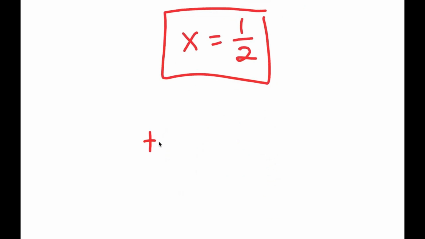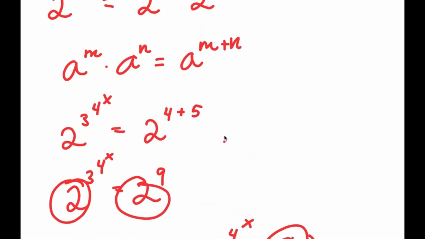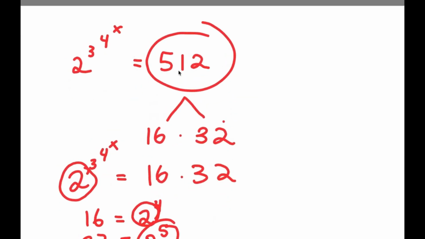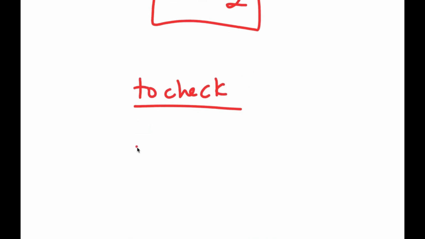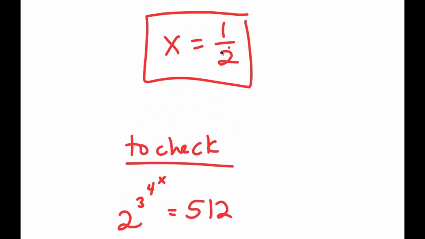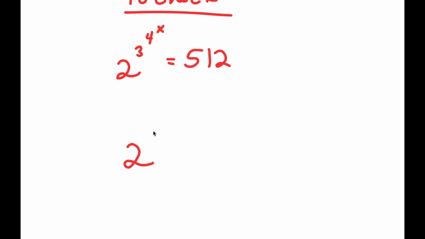So now, to check, my original equation was 2 to the power of 3 to the power of 4 to the power of x is equal to 512. So I have 2 to the power of 3 to the power of 4 to the power of x is equal to 512. And we said that x is equal to 1/2. So I have 2 to the power of 3 to the power of 4 to the power of 1/2 is equal to 512. Now, I'm going to work my way down from the top.